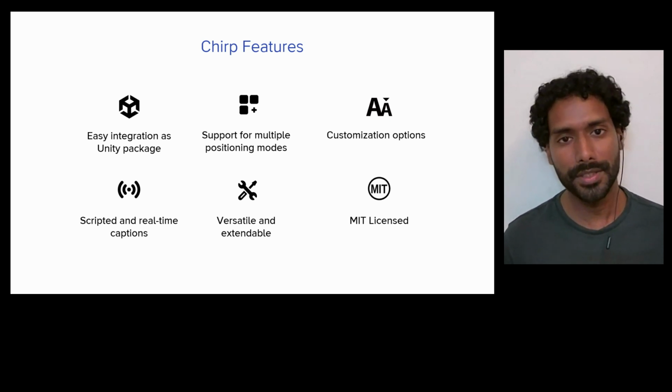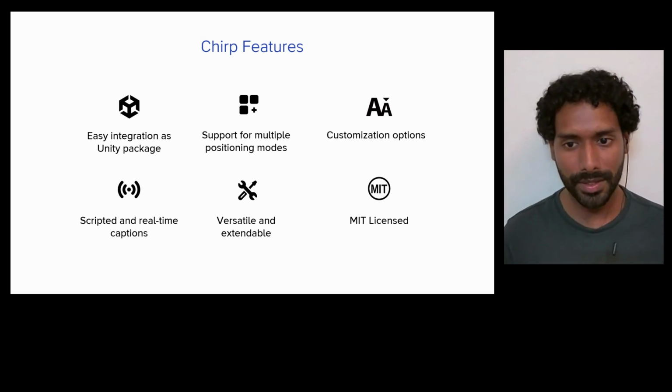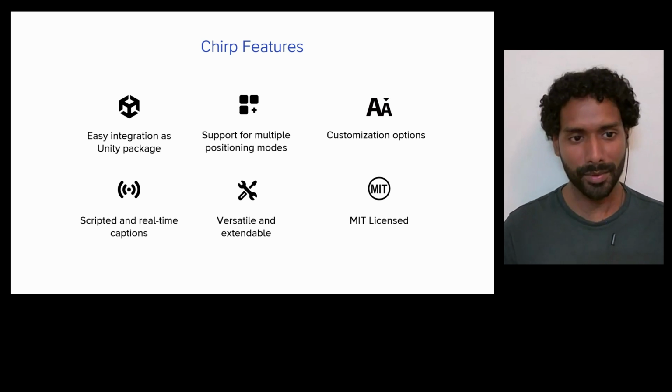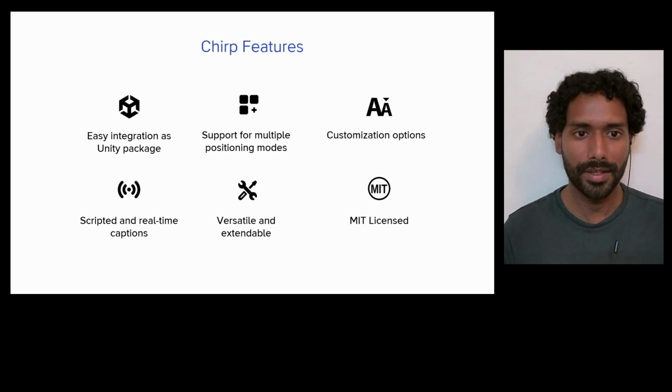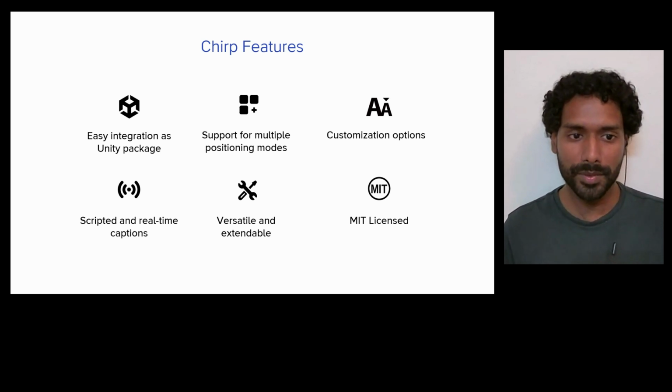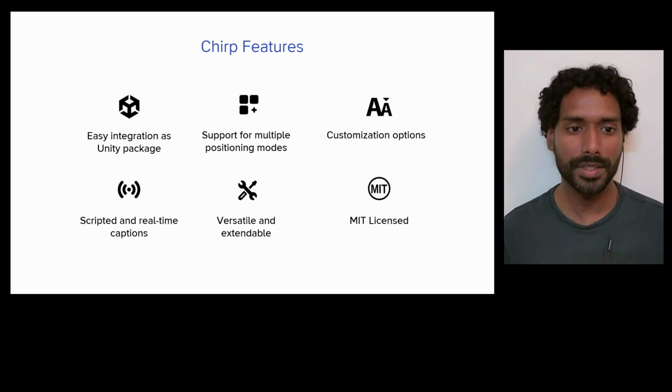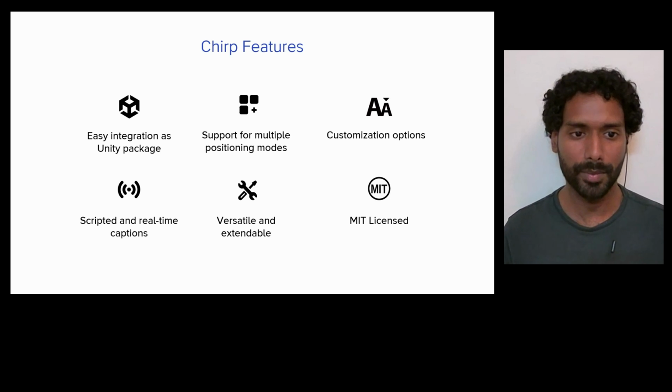Scripted captions mean you already have the caption text. So for something like a cutscene in a game, you already know what they're going to say, so you can pass on the captions as text. With real-time captions, you can use external voice recognition software to transcribe the captions and then pass them on to Chirp. Chirp is also versatile and extendable, so that any developer can look at the code and add any features that they want.